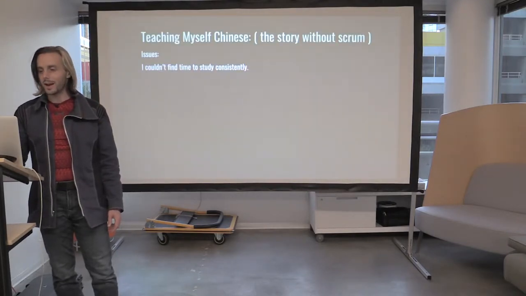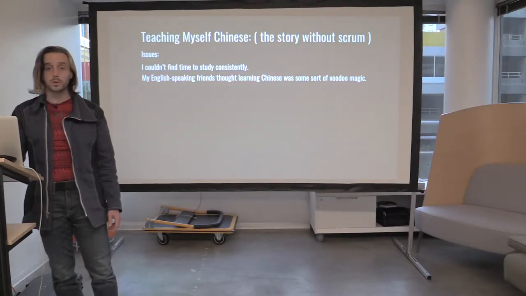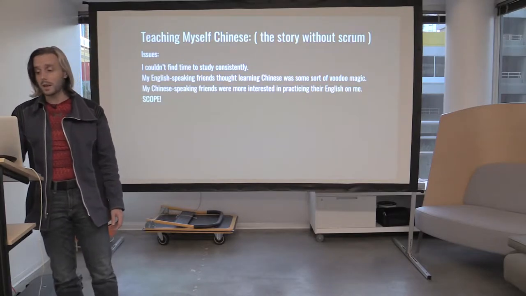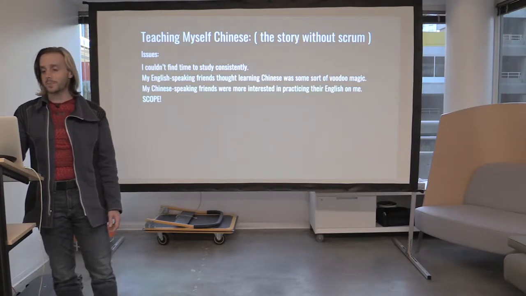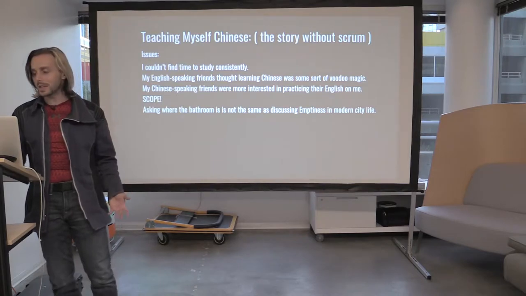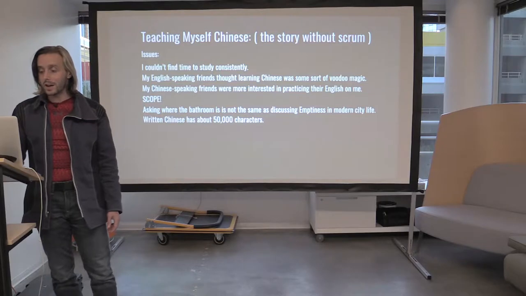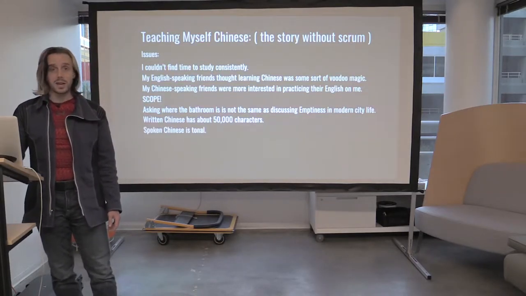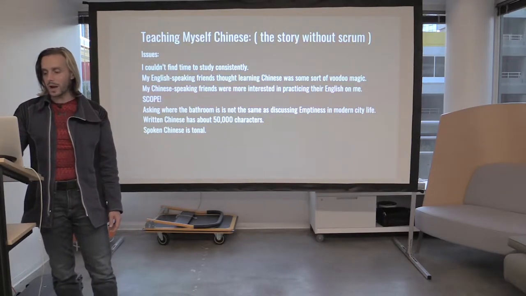But there were issues. For one thing, I couldn't find time to study consistently. My English-speaking friends thought learning Chinese was some sort of voodoo magic. My Chinese-speaking friends were more interested in practicing their English on me. There's also a massive scope issue here. This is a huge, huge, huge topic. Asking where the bathroom is not the same as discussing the philosophical concept of emptiness in modern city life. There's a lot going on there. Also, written Chinese is about 50,000 characters just for the written part of it. Spoken Chinese is tonal, so ma is different from ma. So there's that to consider as well.